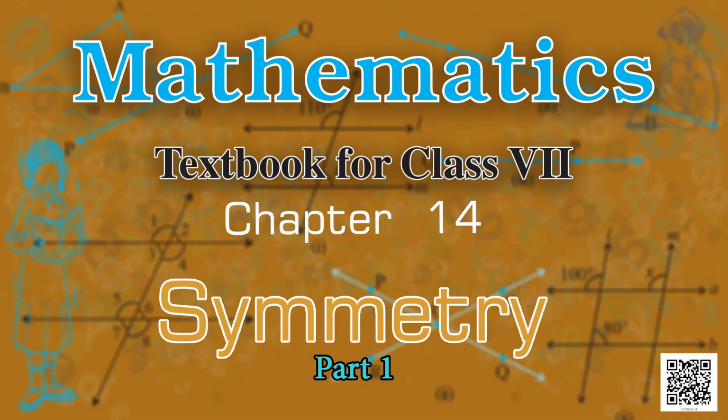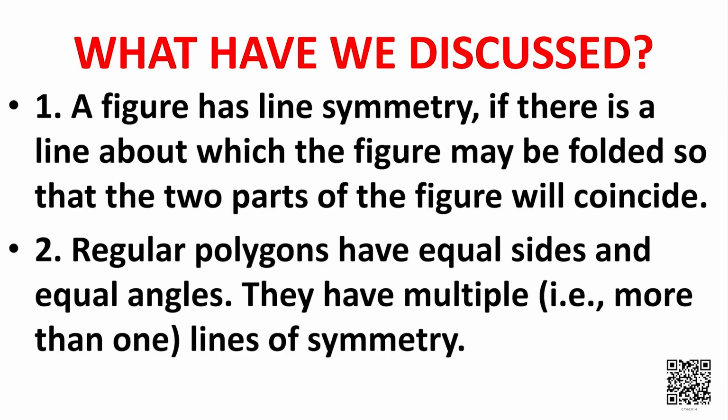So students, with this we are almost at the end of our chapter. In this chapter we have discussed a lot of things. We have discussed that a figure has line symmetry if there is a line about which the figure may be folded so that the two parts of the figure will coincide.